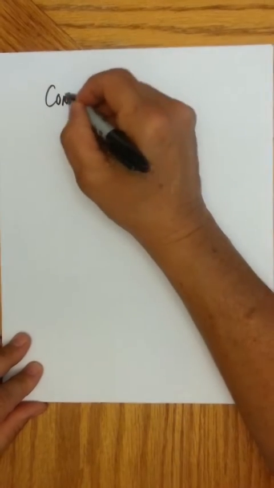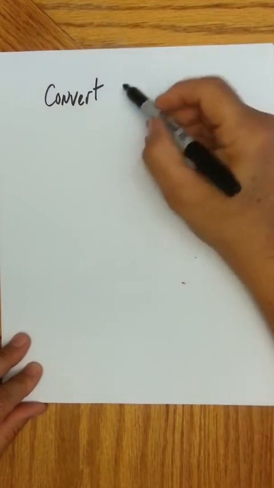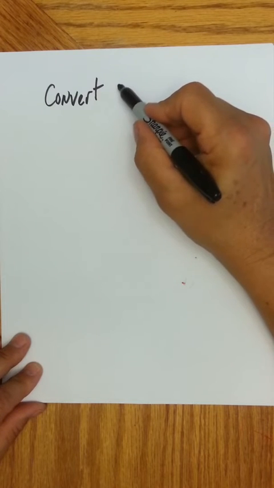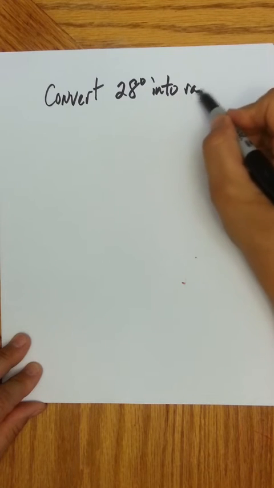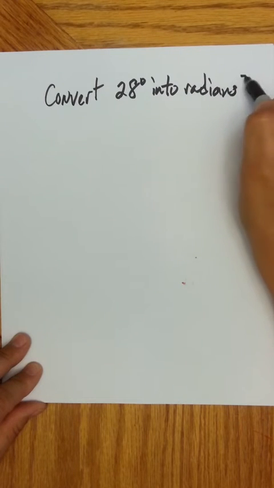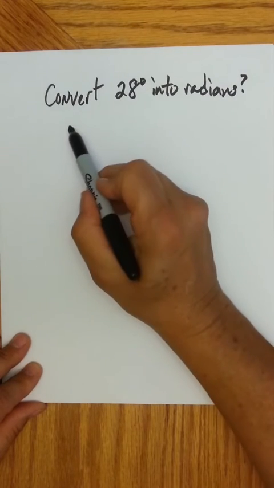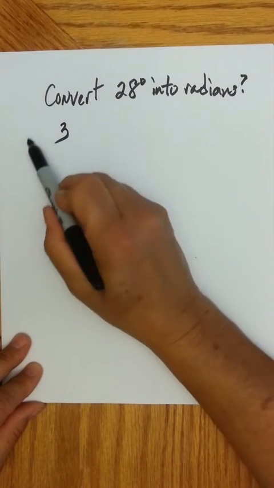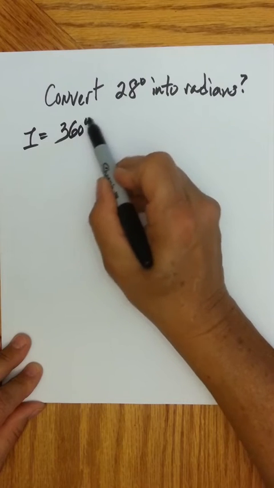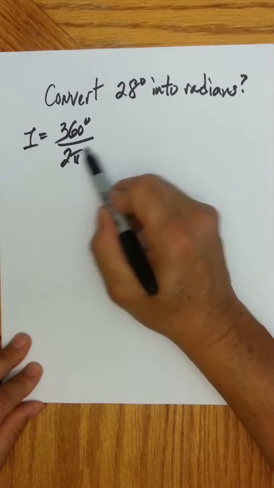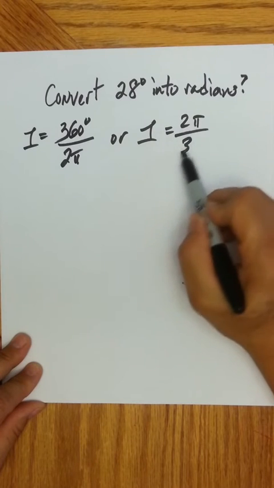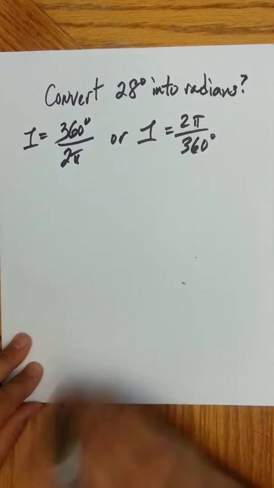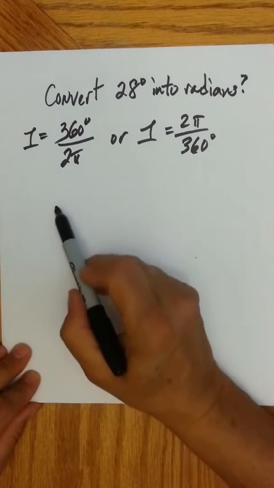So let's say, for example, somebody says, convert 28 degrees into radians. Well, remember, you basically have that 1 is 360 degrees divided by 2 pi, or 1 is also 2 pi divided by 360 degrees. So go ahead and set that up. Pause that and set that up. What would you do?